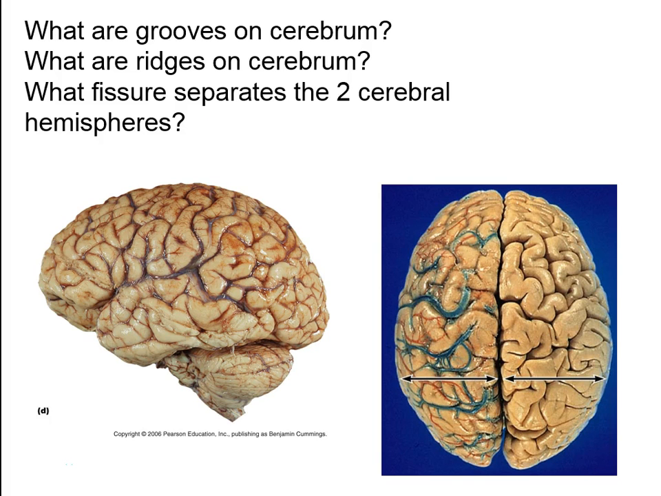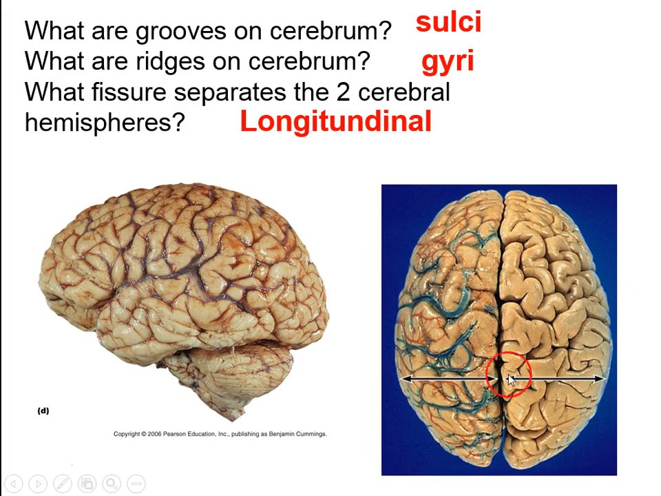So when you look at the cerebrum, the surface of the brain, you can see hills and valleys, or grooves and ridges. The grooves are called sulci, or a sulcus. The ridges are called gyri, or a gyrus. I kind of think if you're down in the groove or down in the valley, you're sulking, so it's sulci, so the other one must be gyri. Now there is a deep fissure that separates the 2 cerebral hemispheres, and it is called the longitudinal fissure, and we'd be looking at it right here.